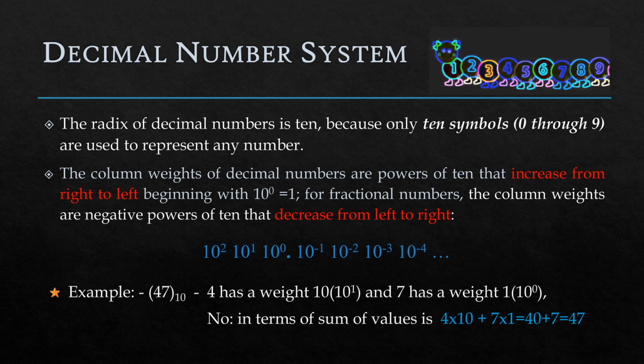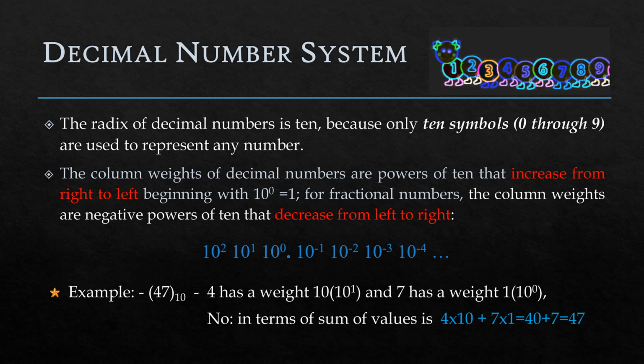So it is having a positional weight. The 7 has the positional weight 10 power 0, and the 4 has the positional weight 10 power 1. So 10 power 1 means it's 10, right? So 4 into 10, that is 40, plus 7 into 10 raised to 0 is 1, so 7 into 1. So we'll be getting the sum of values as 47. Similarly we can represent any decimal number in the sum of values method.